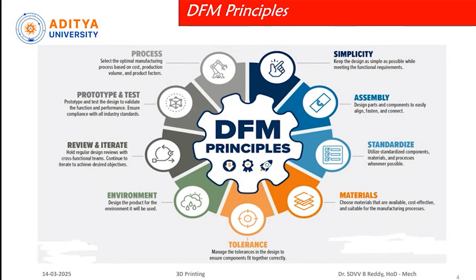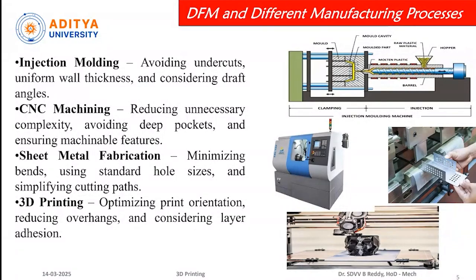And now see the next one. Here you are having the design for manufacturing and also different manufacturing processes. Here I have to show the different manufacturing processes, starting with injection molding. First of all, you have to go for injection molding. In this, we avoid undercuts, keep uniform wall thickness, and also consider the draft angles.